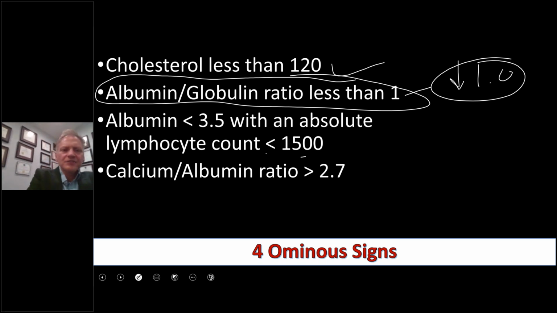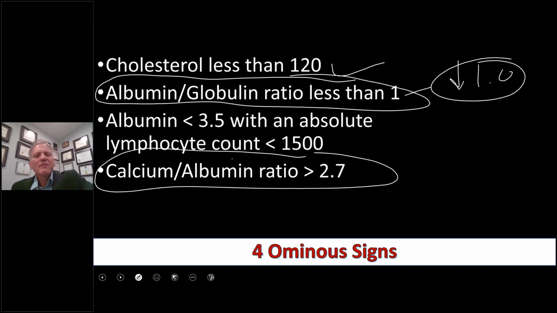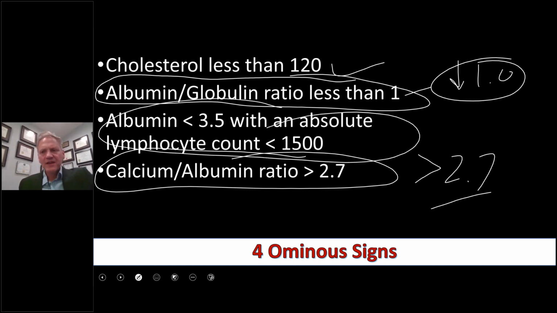Another one is the calcium to albumin ratio. When it goes over 2.7, this is an ominous sign. And of course, the one we already talked about. So when I'm reading blood work, I'm going to talk about something practical. When I first look at blood work, the two things I'm going to key in on first before I go anywhere else, I'm going to go straight down and look at that albumin. If that albumin is 3.5 or less, then I'm going to start looking for these ominous signs. If it's not, then I'm not going to worry about the ominous signs.